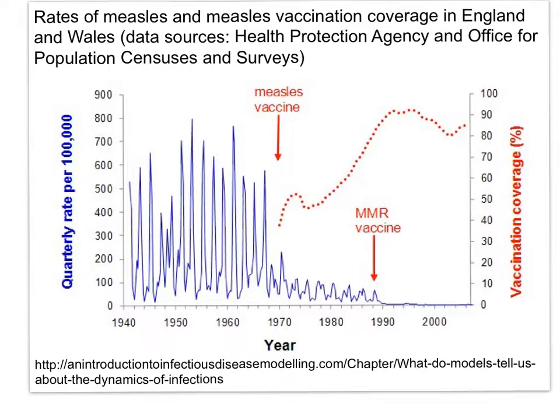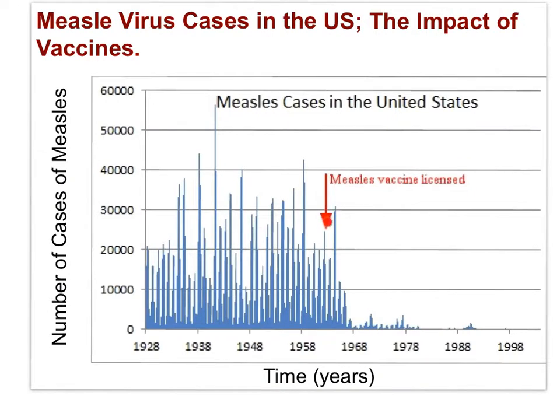This graph shows the rate of measles and measles vaccination coverage in England and Wales. In fact, vaccines have been hugely effective in reducing disease. With the arrival of the measles vaccine in 1968, and coverage across the UK increasing, the number of measles cases in the UK declined dramatically. The measles vaccine had the same impact on measles in the United States.